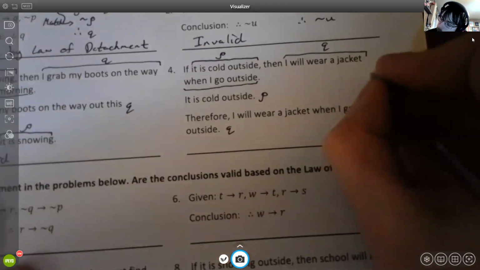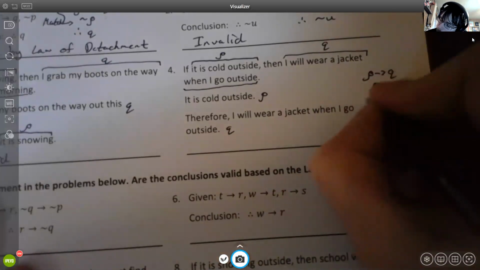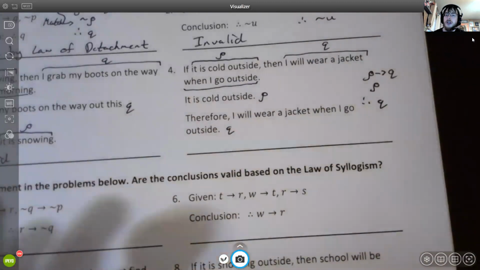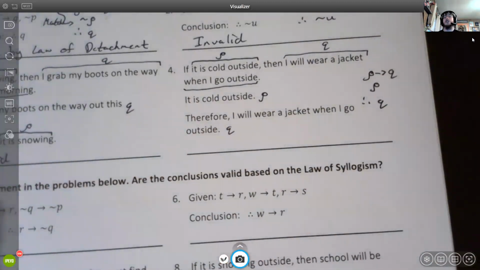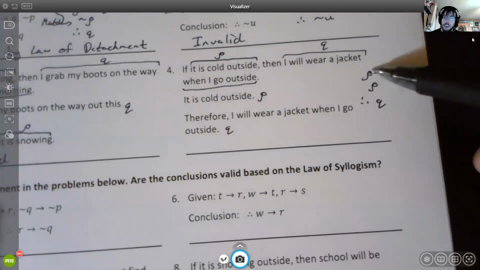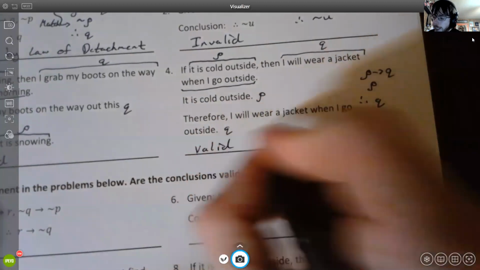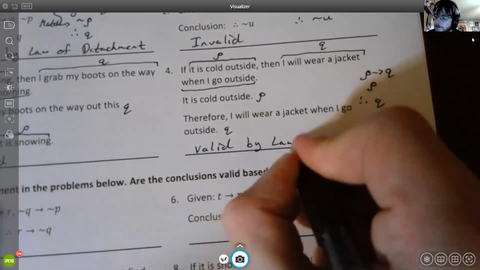So that would be Q because it matches up with Q. So in column notation, we have P implies Q. P, therefore Q. For the law of detachment, the hypothesis has to be true. So these first bits have to match here. So these do indeed match. The hypothesis is true. We can work forward from that and say that the conclusion is true. So this is indeed valid by the law of detachment.